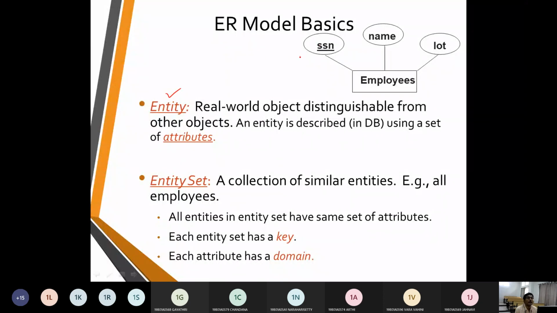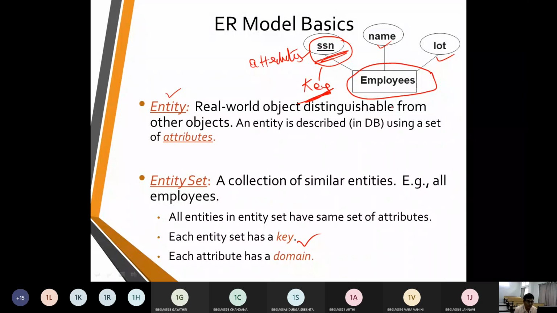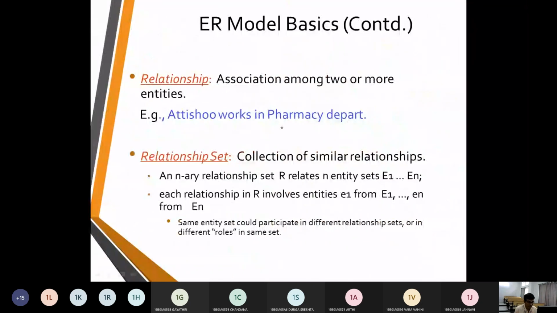it is meant with SSN, name, LOD. All these items we are going to call attributes. And these attributes, if there is an underline, we are going to call it a key item. And now it is going to be a collection of different attributes. Hence, we are going to call this item an entity set.